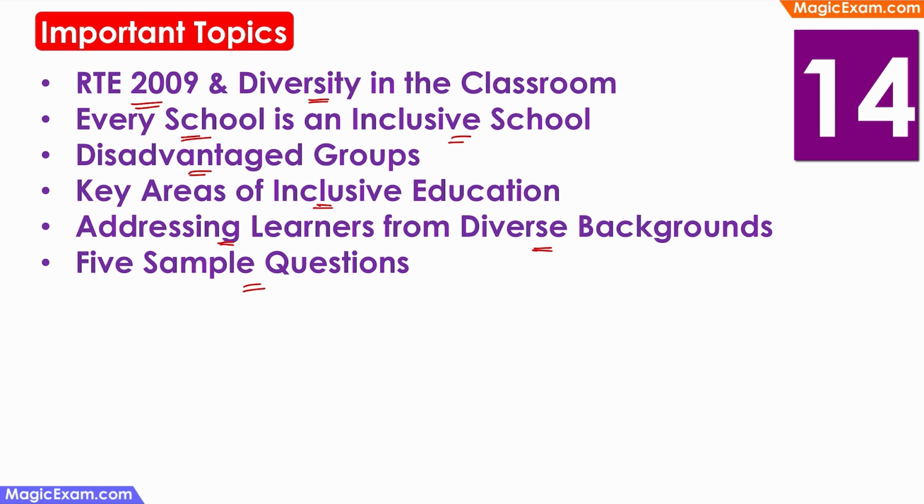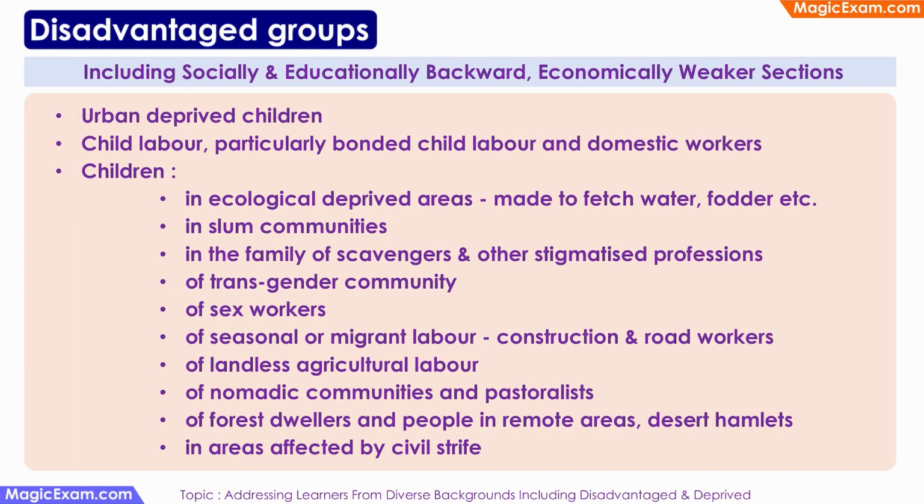So let's get started. The title of this video is Addressing Learners from Diverse Backgrounds, including disadvantaged and deprived. First we have to understand who these disadvantaged and deprived learners or disadvantaged groups are. Children who come from socially or educationally backward communities or from economically weaker sections of society can be termed as disadvantaged or deprived because they do not have the same advantages that other children may have, and they are deprived of some of the facilities or resources that children from affluent communities or families may have.